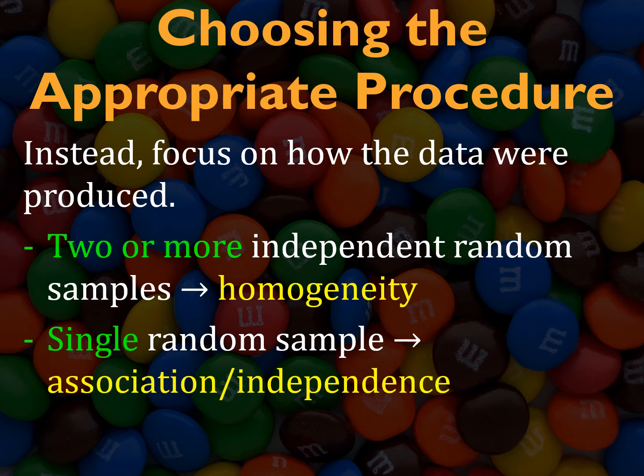So instead of focusing on those things, what you really want to focus on is how the data were produced. If you have 2 or more independent random samples or randomized treatments, then that's the chi-square test for homogeneity. You want to see if there's a difference between the samples, the populations, or the experimental groups. If there's a single random sample where you take everyone from one pool and then separate them by category, that's a test for association. Is there a relationship within the population between 2 categorical variables?